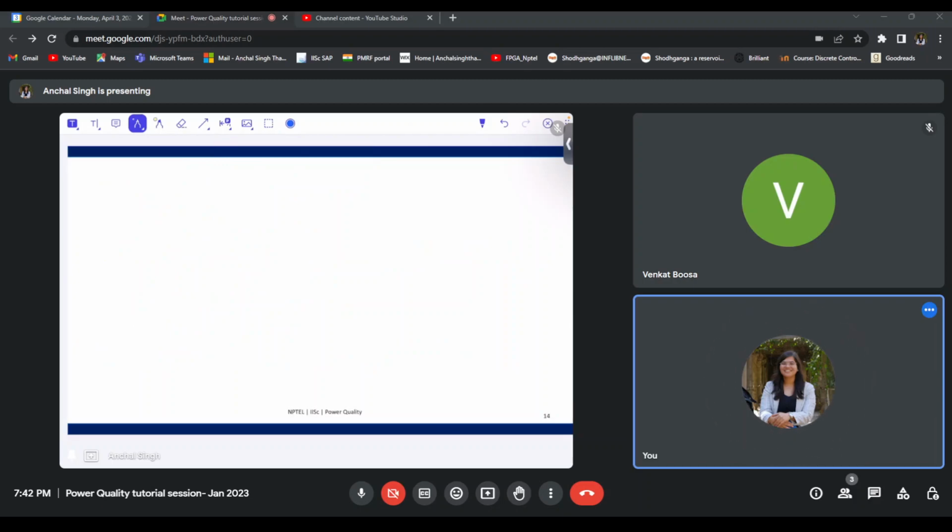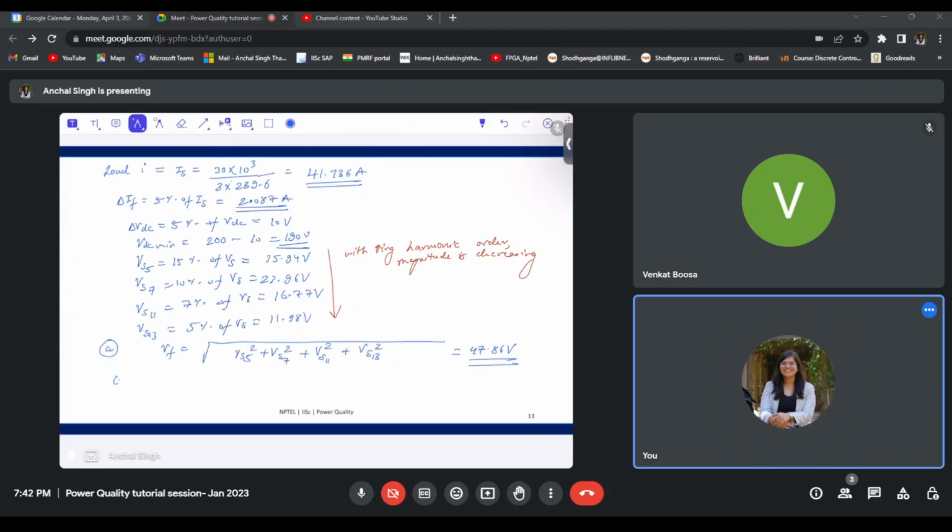Similarly, current rating of series filter is equal to IF, which will be equal to our load current or source current, which will be equal to 41.736 amperes. So this is our A part.